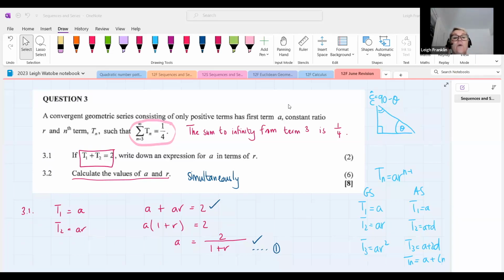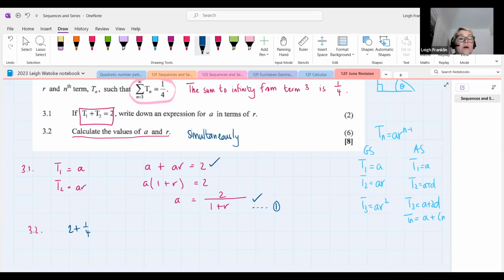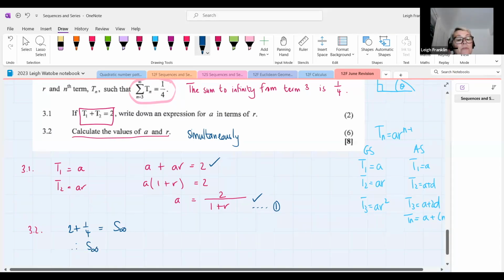There we go. Well done. So we've got 9 over 4. Where does that come from? It comes from adding 2 to a quarter. Remember, the sum of the first two terms is 2. The sum to infinity from the third term onwards is a quarter. So 2 plus a quarter is the total sum to infinity, which is 2 1/4, which is where the 9/4 comes from.